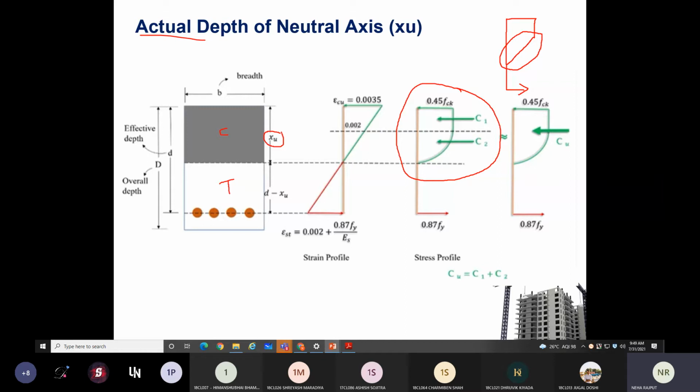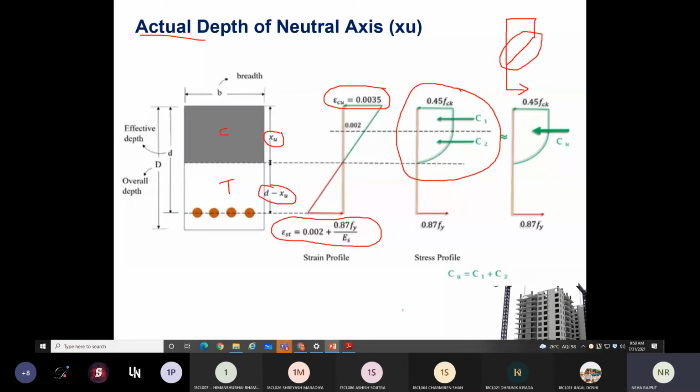Limiting करोगे तो lim लिखना है या max लिखना है. Without that it is the actual depth. Then this will become D minus XU. Now you need to draw the strain profile. This is your strain profile. Maximum strain is 0.0035. Maximum strain in steel is this.